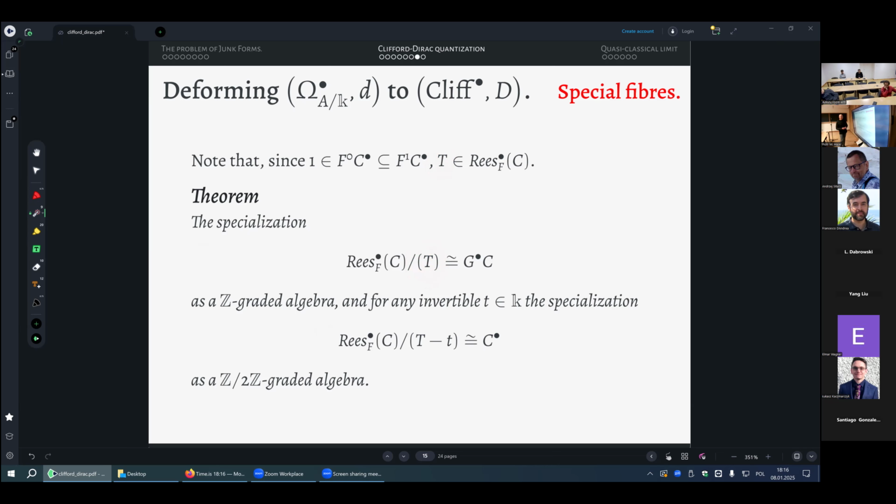But if we take any invertible element of the field, and then specialize, which means reducing by the ideal generated by this difference, then for any invertible value t this is isomorphic with the filtered algebra we started with. So for instance, if T was a Clifford algebra, then the central fiber of this deformation, when you can imagine this.